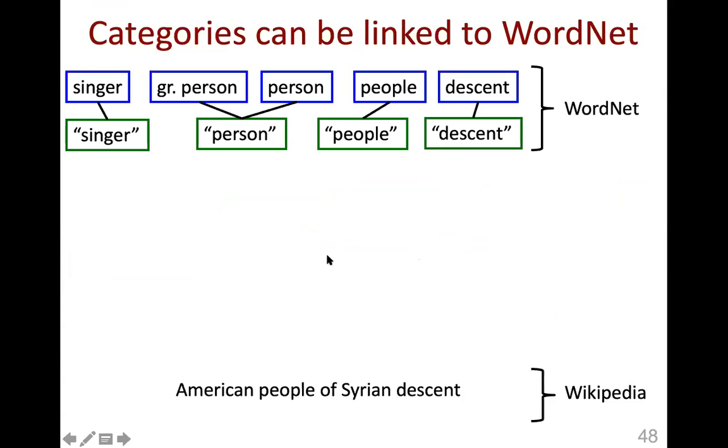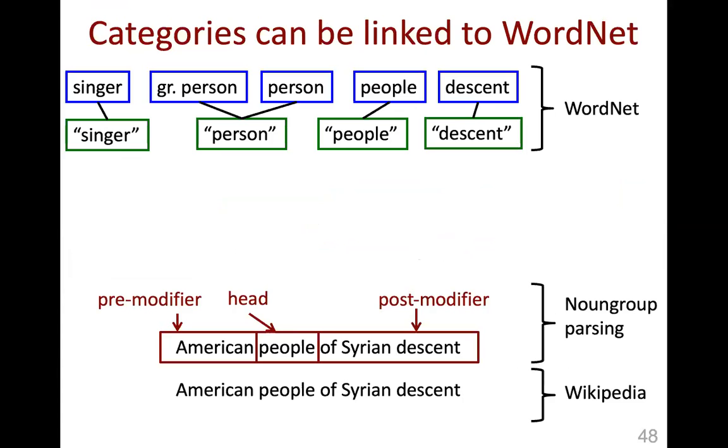And categories can be linked to WordNet in several ways. So WordNet has this kind of named entities categorization, right? Single person, people, this, and Wikipedia can also be split. Like Wikipedia descriptions can be split in a noun group parsing, right? So we have a pre-modifier, we have a head, and we have a post-modifier. So basically, it's called noun group parsing. It's an NLP technique.